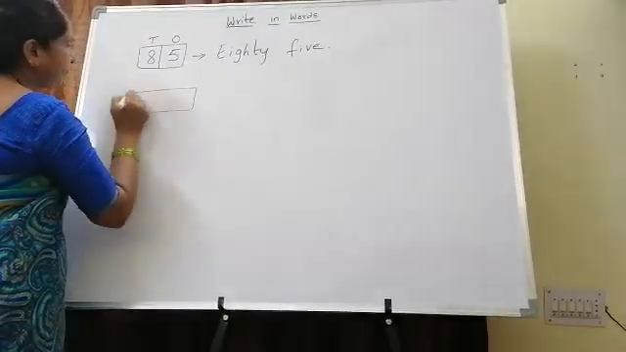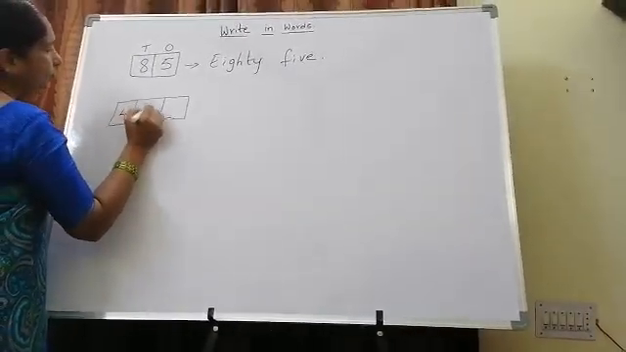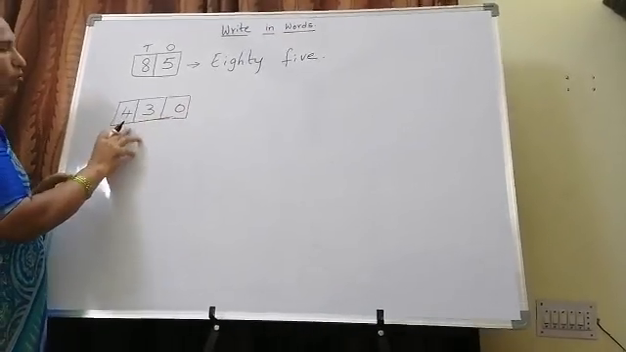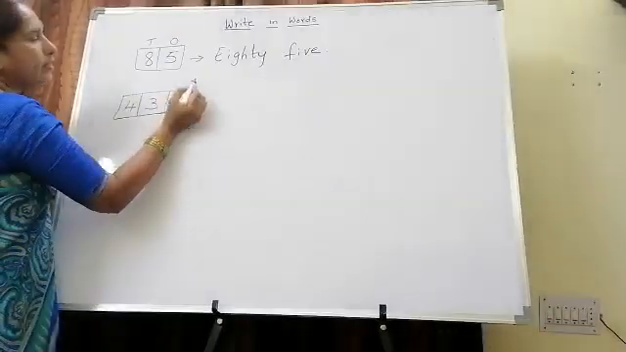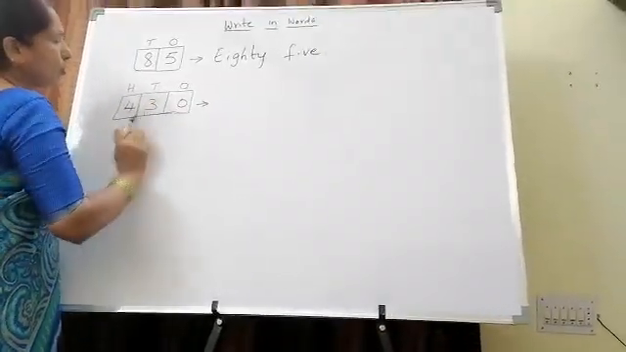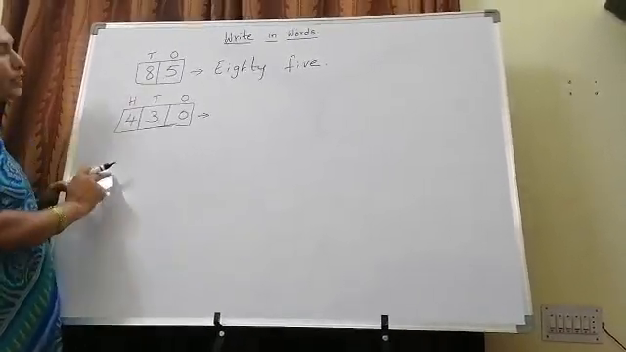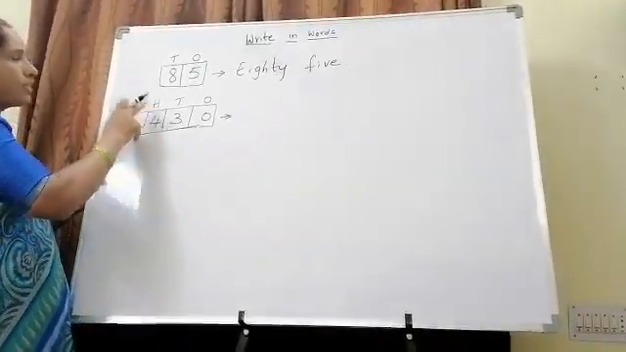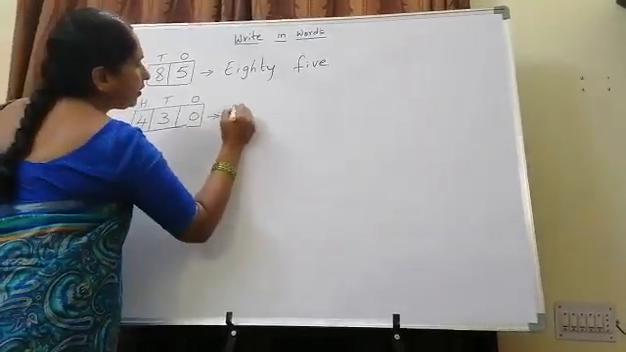Another example. Now I am taking a 3-digit number, 430. See, 4 in one box, 3 in one box, 0 in one box. After writing the numbers in boxes, again you write the place values: ones, tens, hundreds. If you don't know how to write, when you write the place values you can see in which place the number is, whether it is in hundreds place or thousands place or tens place. Now see here, 4 is in which place? Hundreds place. So you have to write 400.